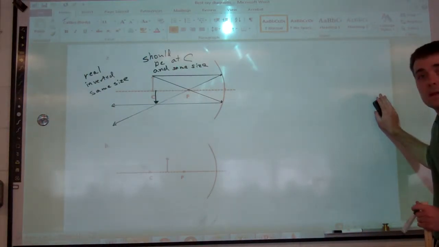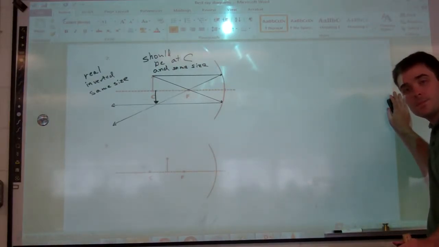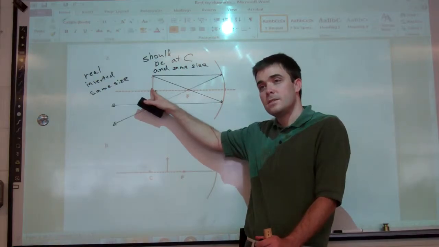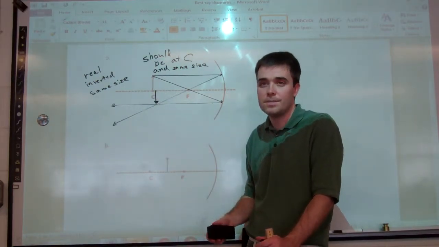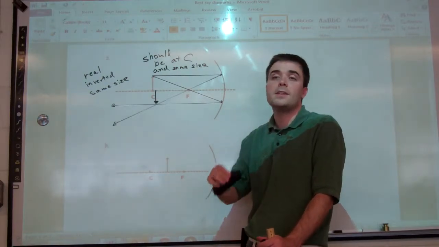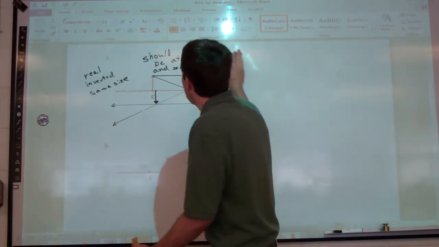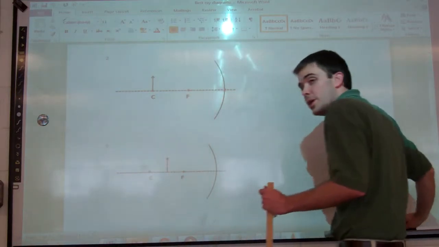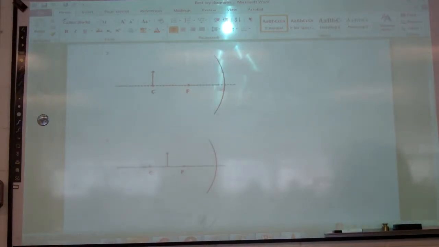How do you know whether it should be the same size or bigger? The only time it should be the same size is if it's at C. If the object starts at C, then the image should be at C and the same size. Other than that, it'll be smaller, and you'll be able to tell from the diagram; it doesn't have to be perfect. Does that make sense? There are also equations that we're going to do with these, so you can figure out mathematically what this is supposed to be as well.